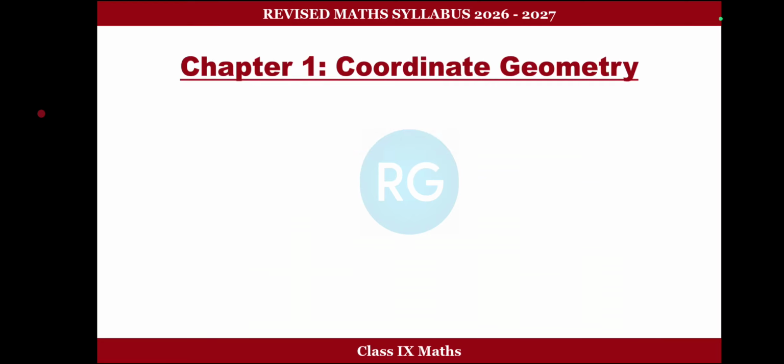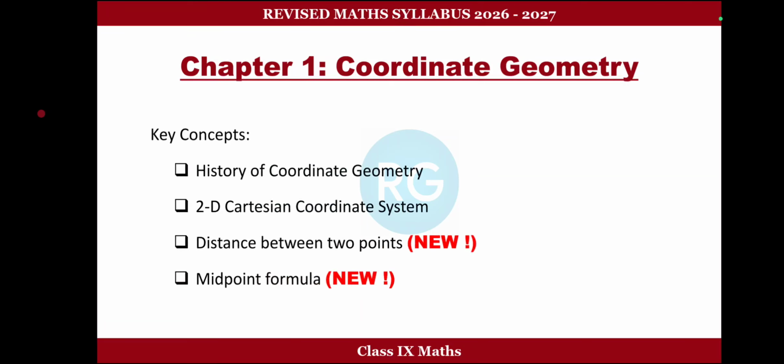So the first chapter is coordinate geometry, which was already a part of the class 9 syllabus, but there is something new which is now there. The history of coordinate geometry, the two-dimensional coordinate geometry system was already there, right? Now, distance between 2 points and midpoint formula, which was a part of class 10 syllabus, now वो किस में आ गया? 9th में आ गया. So for teachers, those who are teaching class 9th and 10th, you have to teach these topics in class 9th.